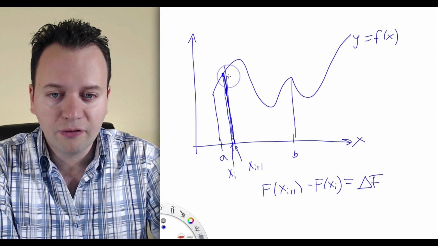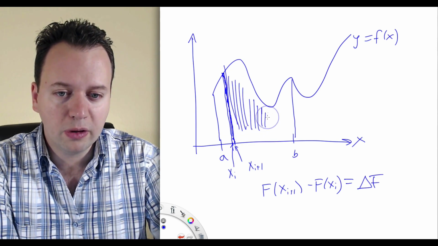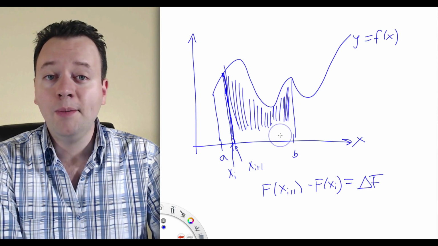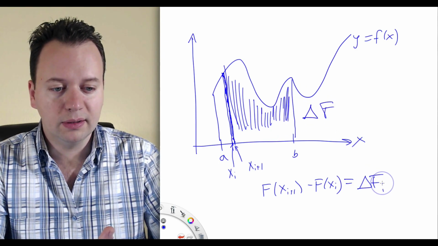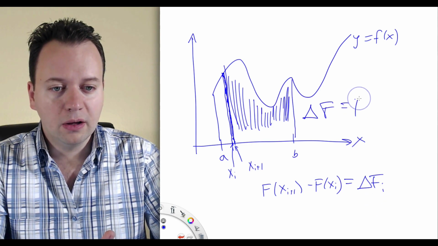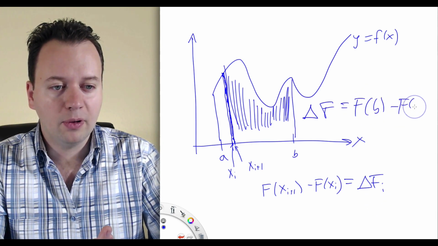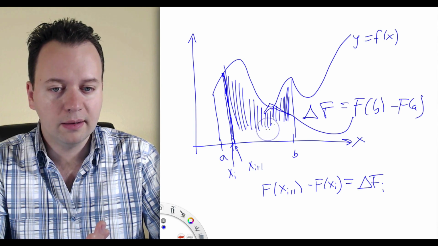Now, if I do that for all of the intervals, a bunch of really, really thin little intervals, I'm going to add up to the total change, capital F of b minus capital F of a, and that will equal the area. So we have the area like this.